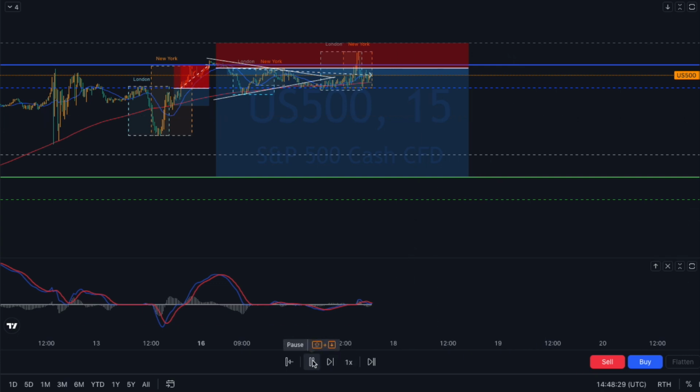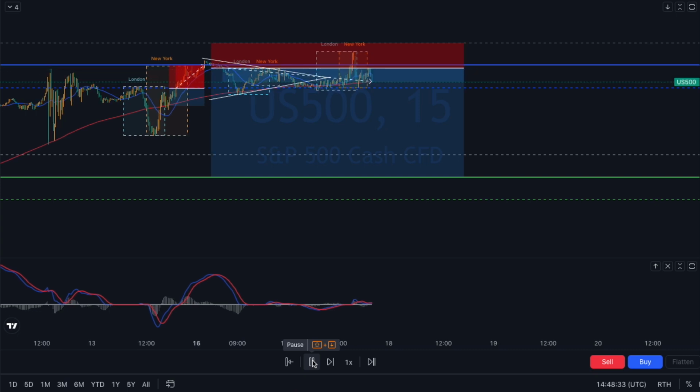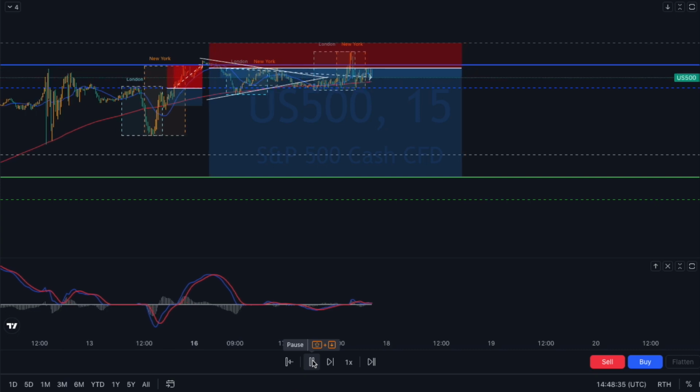But let's just see, because obviously we want to hit TP. So let's see what happens. Or at least we want to get double the amount so I can bring in a trailing stop. But let's just see what happens.